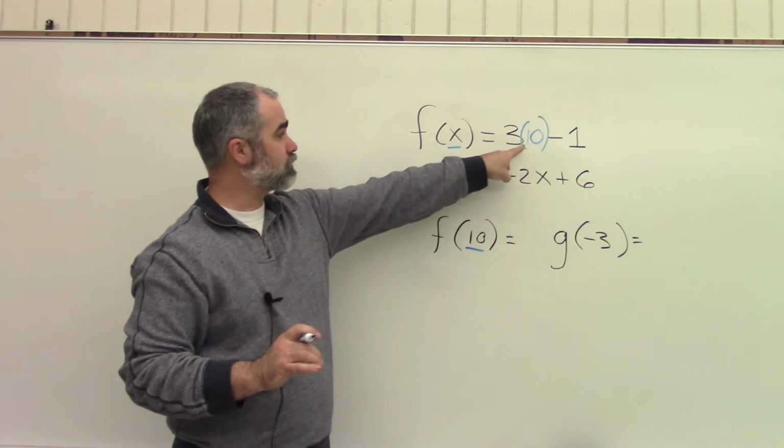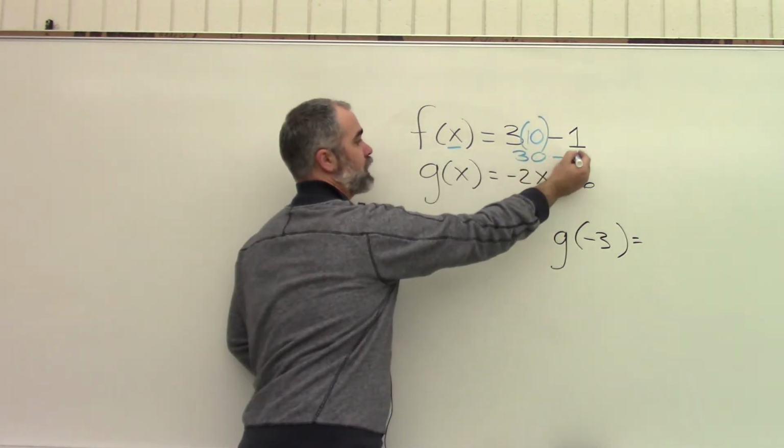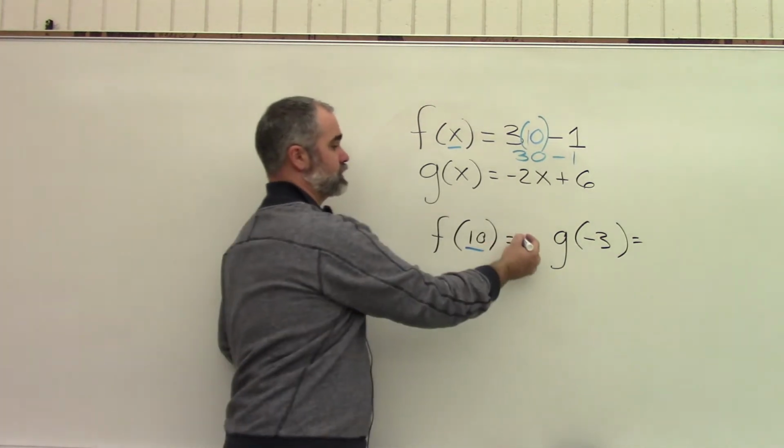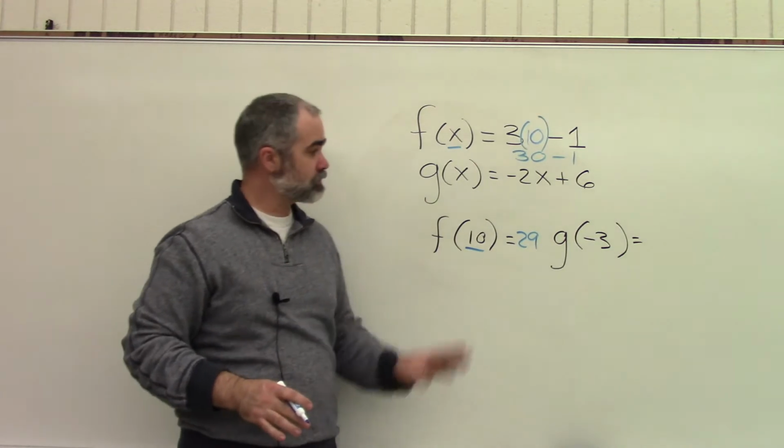So for here, I would have 3 times 10, or 30. 30 minus 1 is 29. So the answer to this first one should be 29.